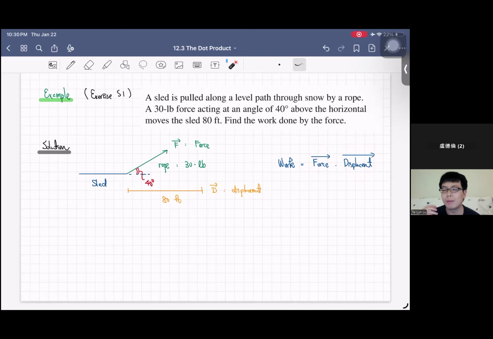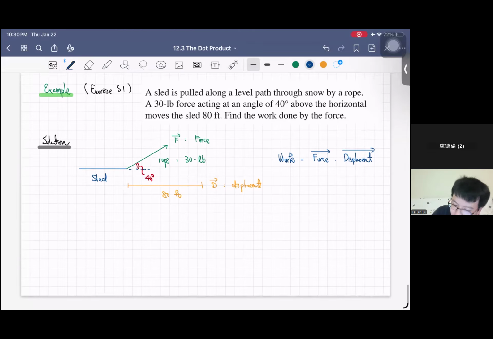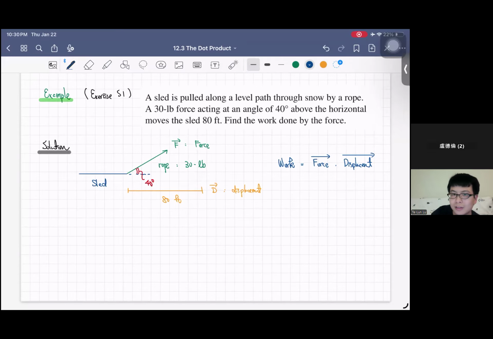So that is calculating how much energy you're actually given the sled over this displacement. Okay. So the work is actually not really energy, it'll be a frequency, but yeah, let's not go too deep about the physical meaning. I just want to display some application of the dot product.